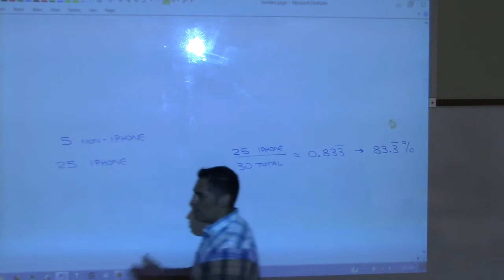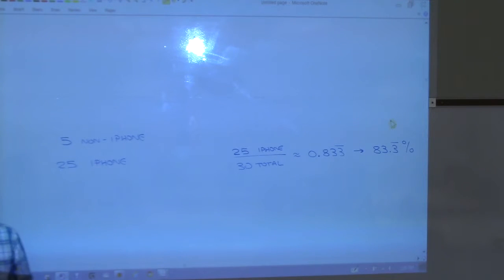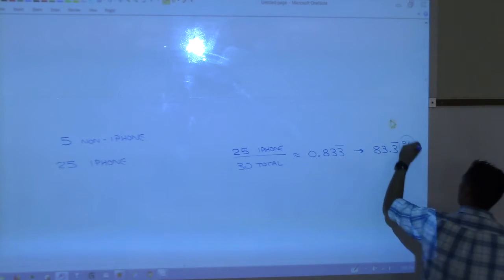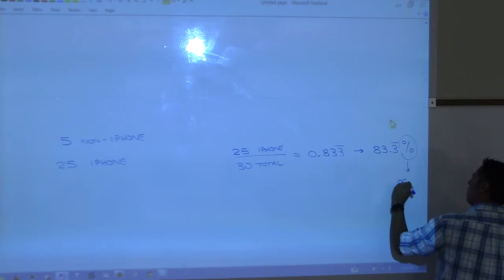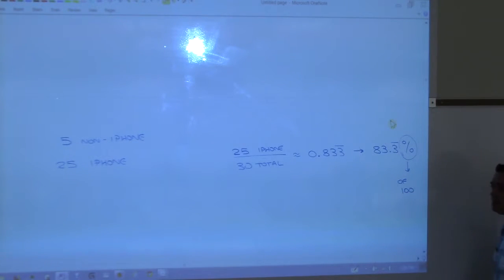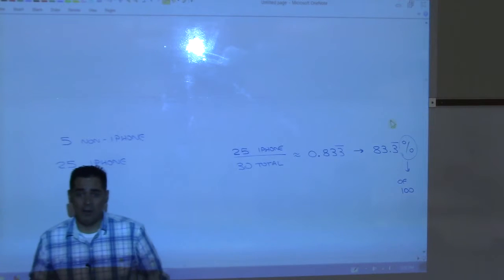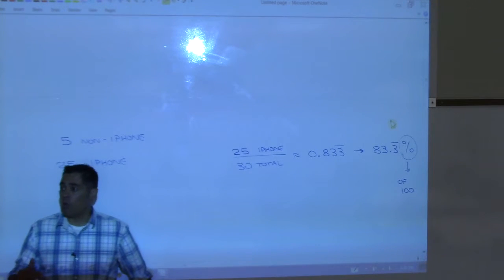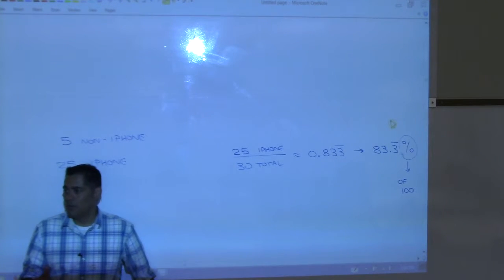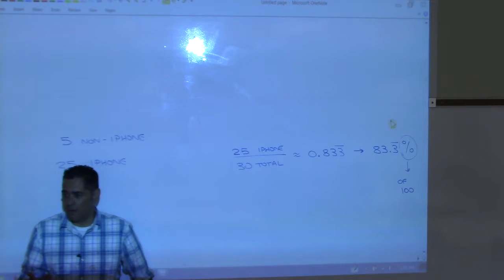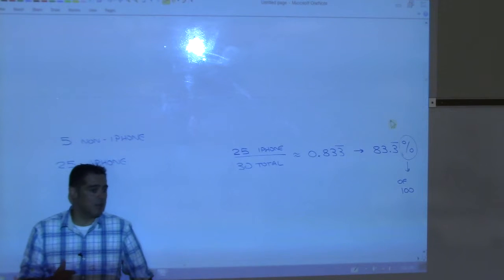All right, now percents are used all the time. We hear about, there's a 30% chance of rain, whatever. These percents are thrown around. We need to understand what a percent means. And percent, this symbol right here, means of 100. To say that 83% of the class has iPhones means that if there were 100 of us in here, 83 of us would have iPhones, right? If there were 100 of us, 83 would have iPhones.